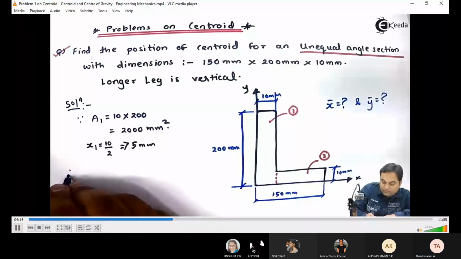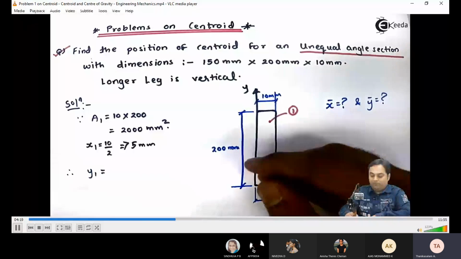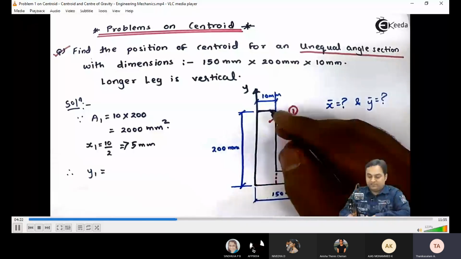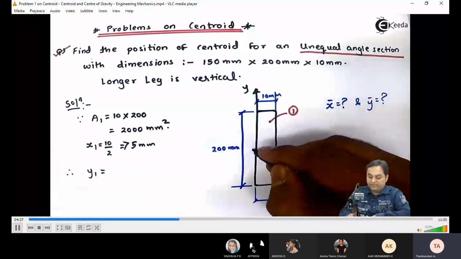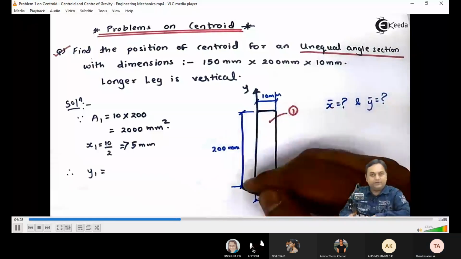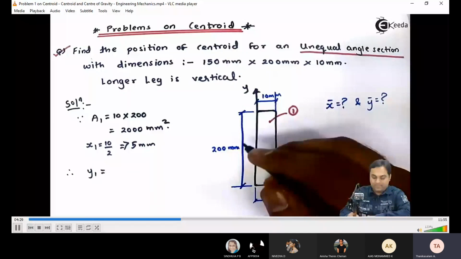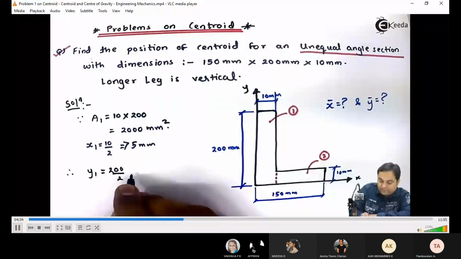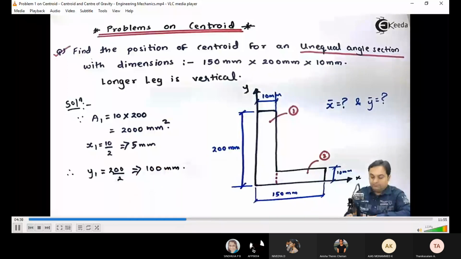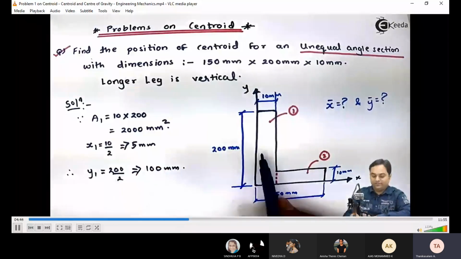Therefore, y1 will be equal to... Now y1 is the distance of the x-axis for rectangle number 1. For rectangle number 1, its x-axis will be at half of 200. So y1 is the location of that x-axis, 200 divided by 2, so that is 100. Now this much we have to write for the first rectangle.